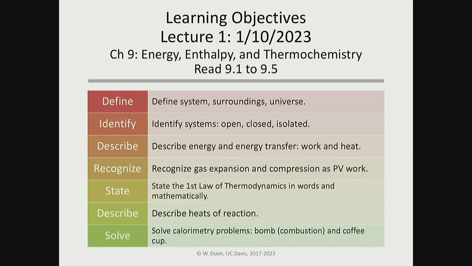So starting today, we are in Chapter 9, Energy, Enthalpy, and Thermochemistry. You should be reading sections 9.1 to 9.5. And our learning objectives are defining the system, the surroundings, and the universe, talking about different types of systems: open, closed, and isolated. We'll describe energy and energy transfer. Energy transfer is work and heat. Recognize gas expansion and compression as PV work. We'll state the first law of thermodynamics, both in words and mathematically. And if we have time, talk about heats of reaction and calorimetry.